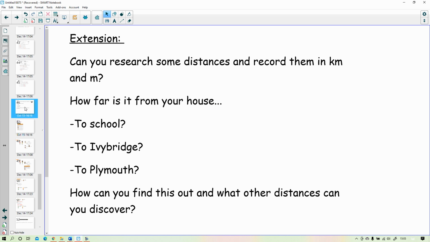And for your extension or extra work today, can you have a look up? Can you research some distances around where you live? See if you can record them. Can you put them as kilometres and metres? How far is it from your house to Woodlands Park or to Ivybridge or to Plymouth? See if you can work out what other distances close to where you live you can research, and see if you can write them down in kilometres and metres and in metres.